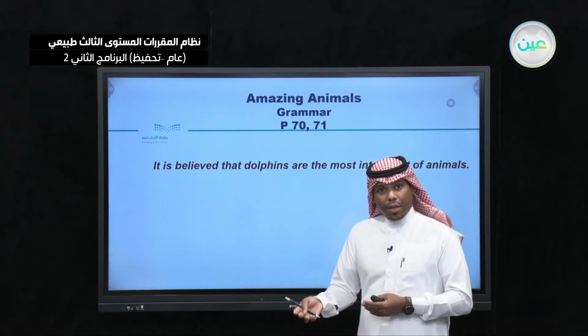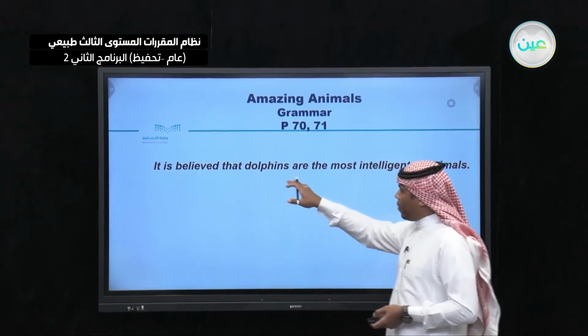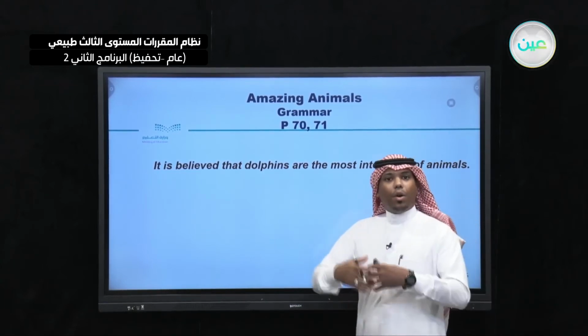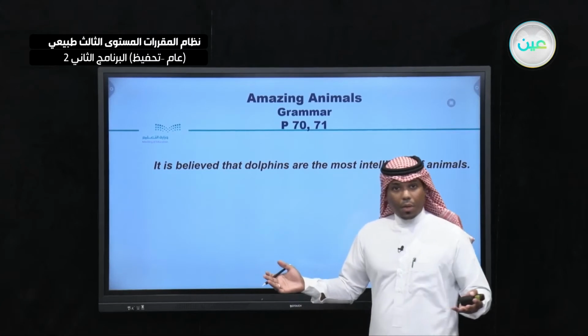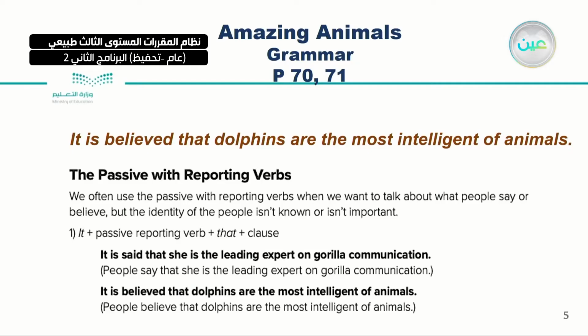As we said earlier, it is believed that dolphins are the most intelligent animals. As I said, who said that? We don't know, okay? People say that, or people believe that, okay? So as you can see here, the passive with reporting verbs. We talked about this, to talk about what people say or believe.